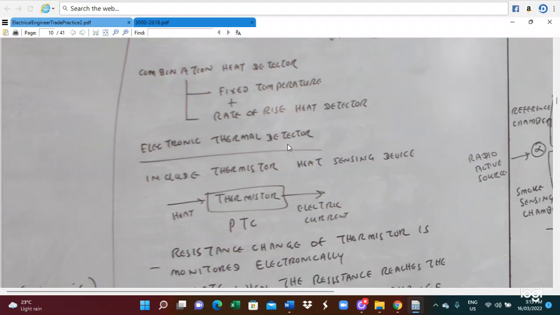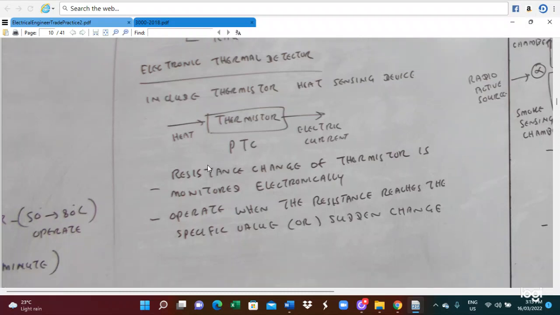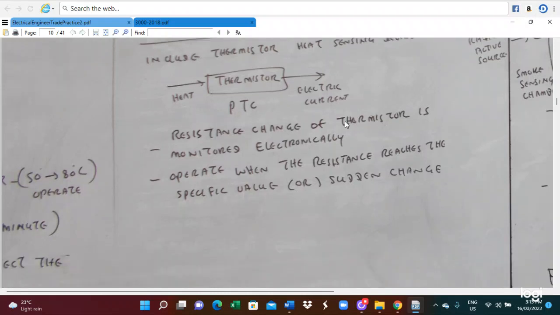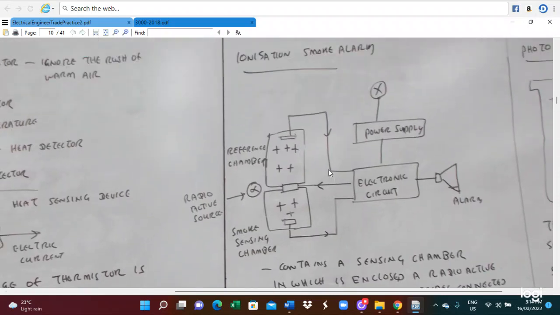This is for the combination. Electronic thermal detectors are also utilized, which include a thermistor or heat sensing device. When heat is produced, the thermistor produces electric current. The resistance change of the thermistor is monitored electronically, and the alarm operates when the resistance reaches a specific value or a certain change. So this is the way the alarm operates.